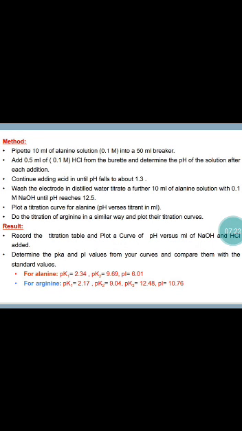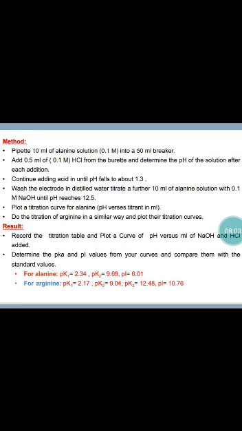Prepare 10 ml of 0.5 M alanine solution in a 50 ml beaker. Add 0.5 ml of 0.1 M HCl from the burette and determine the pH of the solution after each addition. Continue adding acid until the pH falls to about 1.3. Wash the electrode in distilled water. Titrate a further 10 ml of alanine solution with 0.1 M NaOH until the pH reaches 12.5. Plot a titration curve for alanine, pH versus volume in ml. Do the titration of arginine in a similar way and plot its titration curve.